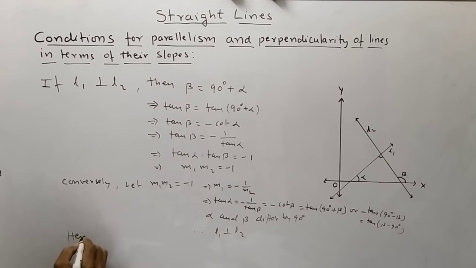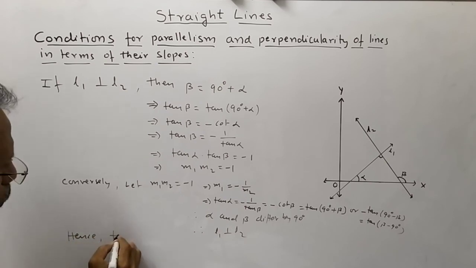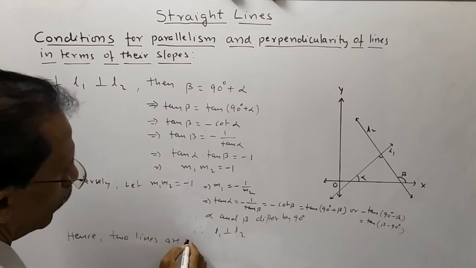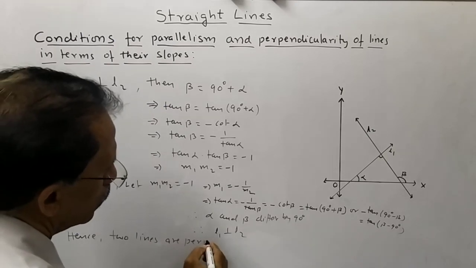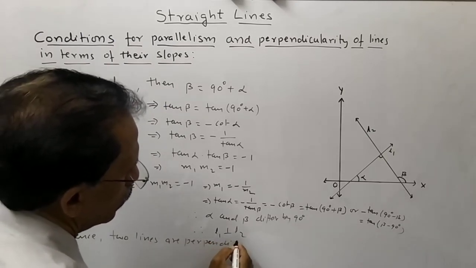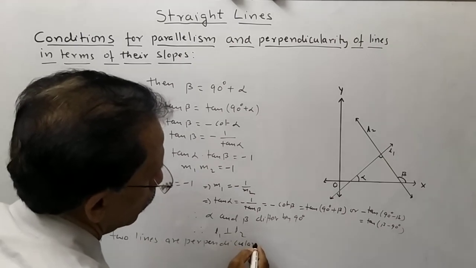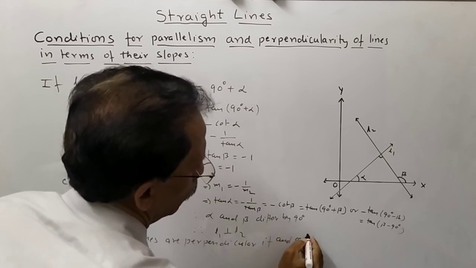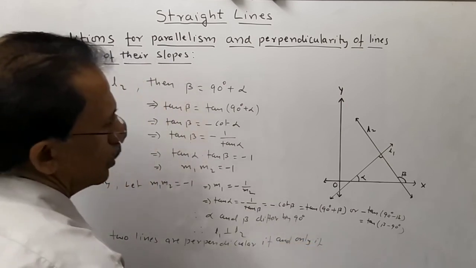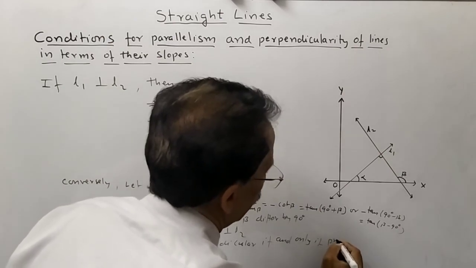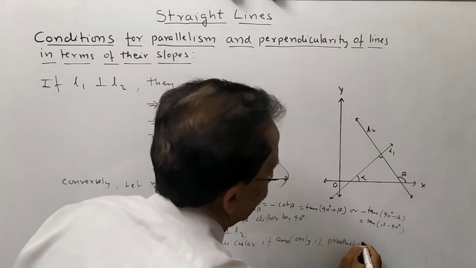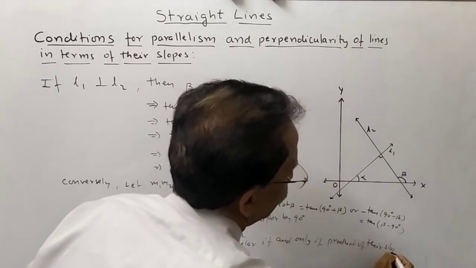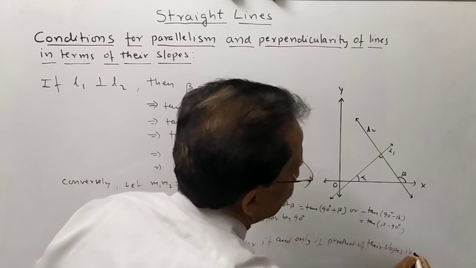Hence, two lines are perpendicular if and only if product of their slopes is minus 1.